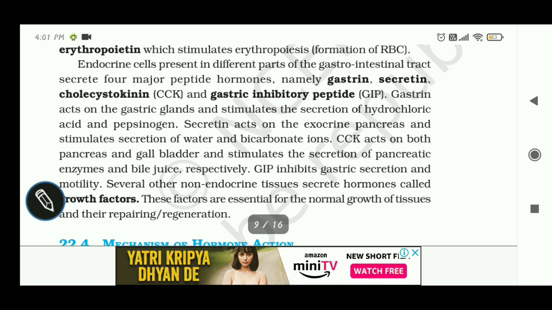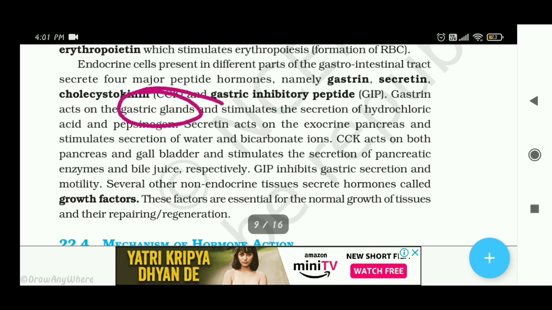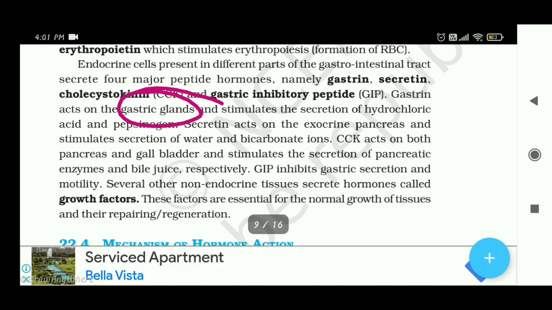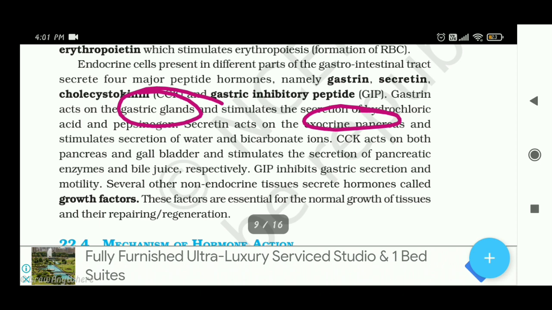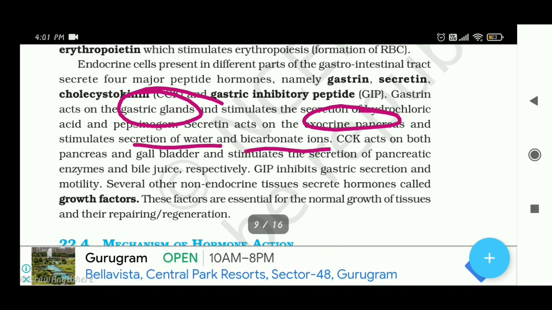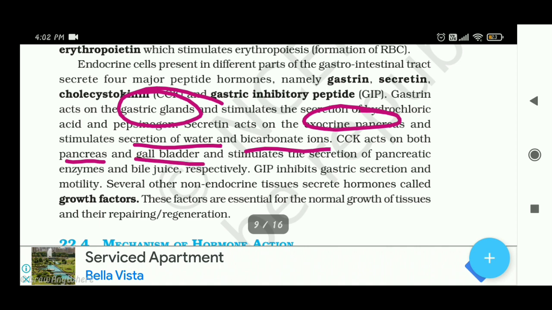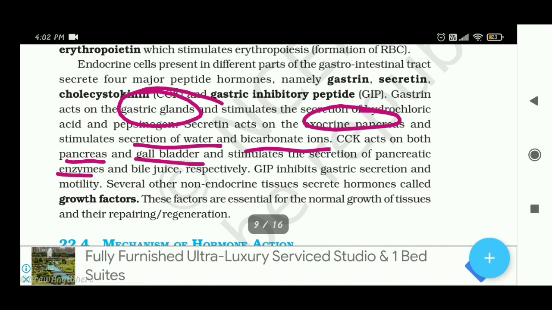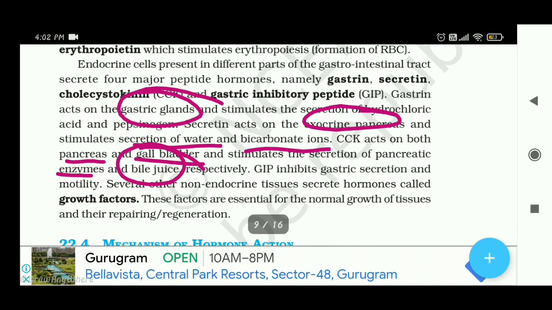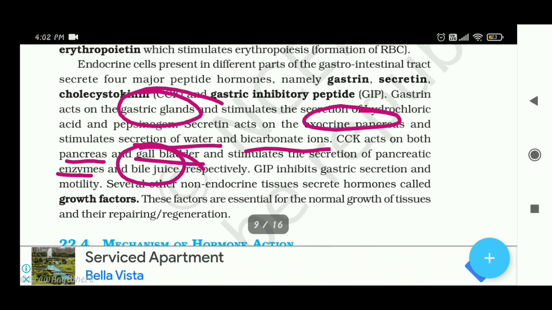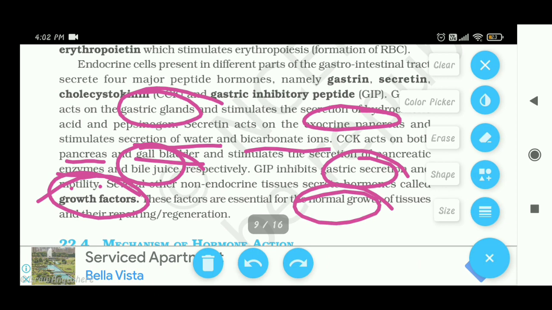Okay, and gastrin acts on the gastric gland and stimulates the secretion of hydrochloric acid and pepsinogen, and secretin acts on exocrine pancreas, stimulates the secretion of water and bicarbonate ion. CCK acts on both pancreas and gallbladder and stimulates the secretion of pancreatic enzyme and bile juice respectively. First it will secrete the enzyme, next the bile juice. Next, GIP inhibits gastric secretion and motility. Several other non-endocrine tissues also secrete some hormones which we call growth factors, and these are essential for the normal growth of the tissues, the repairing of the tissues and regeneration.